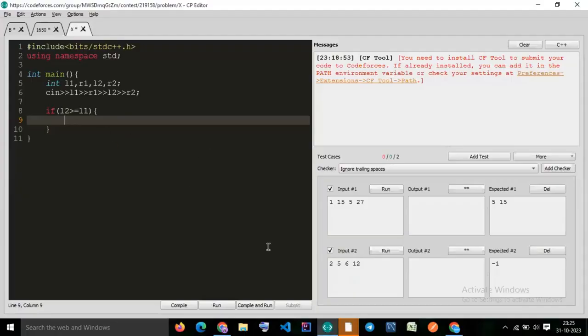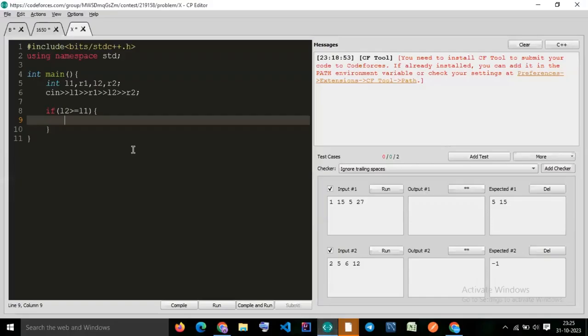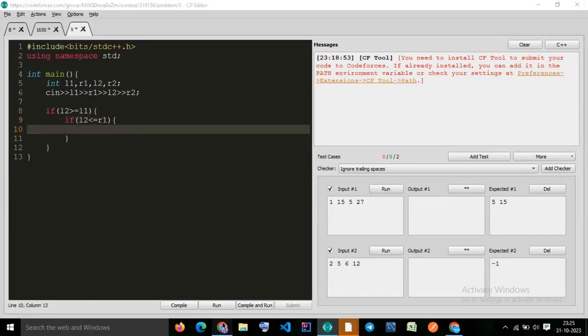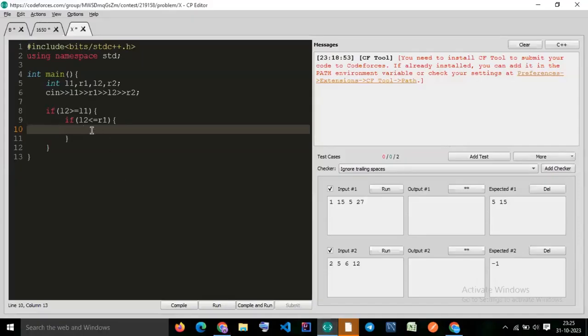Now we have to consider the test case of this one. We have to figure out whether L2 is in between L1 and R1 or not. So here I have to write: if L2 is greater than or equal to L1 and less than or equal to R1, that means our L2 is in between L1 and R1. Yes or not? In this case, yes. Okay.